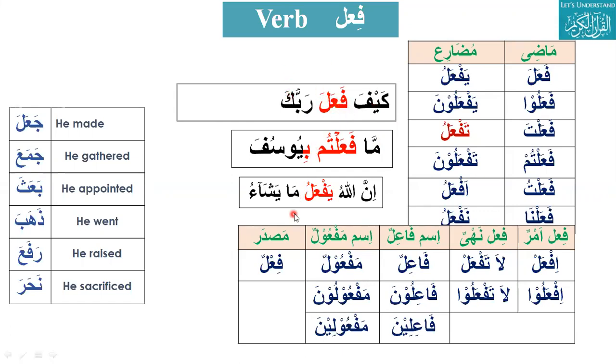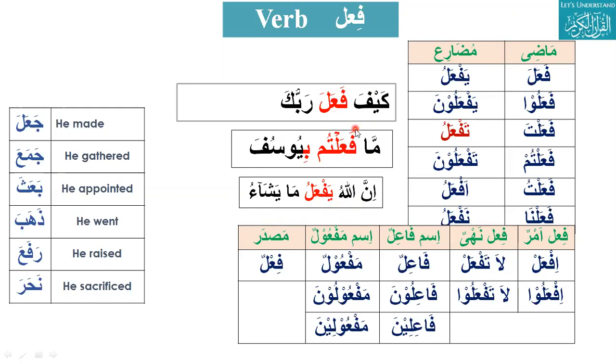These are the small examples, like here if you see: كيف فعل ربك, ما فعلتم بيوسف, إن الله يفعل ما يشاء. Just look at the highlighted words in these ayah: فعل, فعلتم, يفعل, and many other ayah. We took just three small ayah, and you see that one word, this fa'ala, can come in different forms.